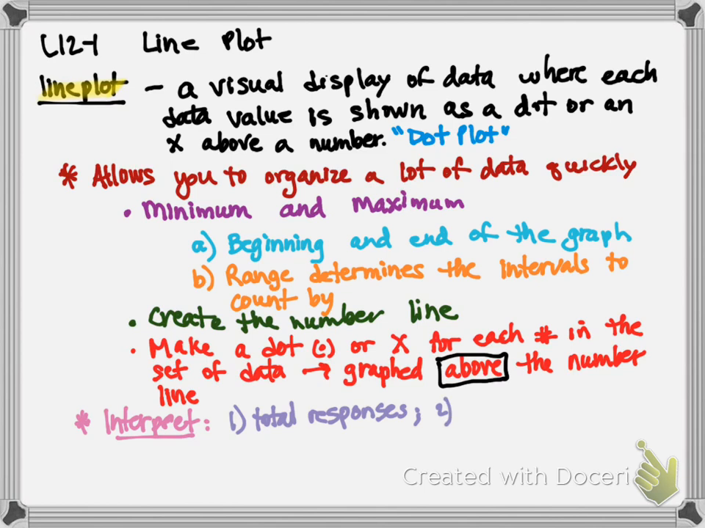Two, we can look for the highest value. That's going to be your maximum at the farthest right. On the other side, you can look for the lowest value, which is going to be your minimum, to the far left. And the other thing that's really easy to find is the mode, and that's going to be your tallest bar, so to speak. Okay? All right, let's go ahead and do an example.